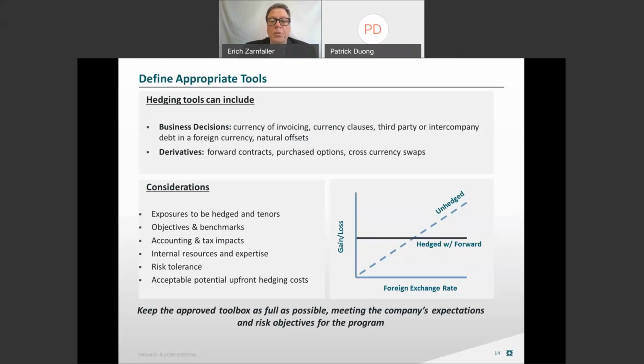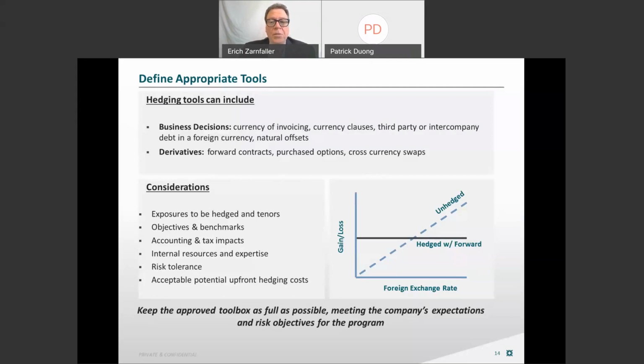Business decisions, like the examples in the first bullet point, can be used to mitigate currency risk. For example, changing the currency of invoicing on intercompany transactions, issuing third-party or intercompany non-functional currency debt, which can be useful as a natural hedge, negotiating currency clauses in third-party contracts, or finding alternative suppliers. The most complex business decision is establishing new manufacturing sites or distribution channels. Business decisions are also important considerations when a company is entering into new markets or changing the legal entity structure, and should be considered first in the program.